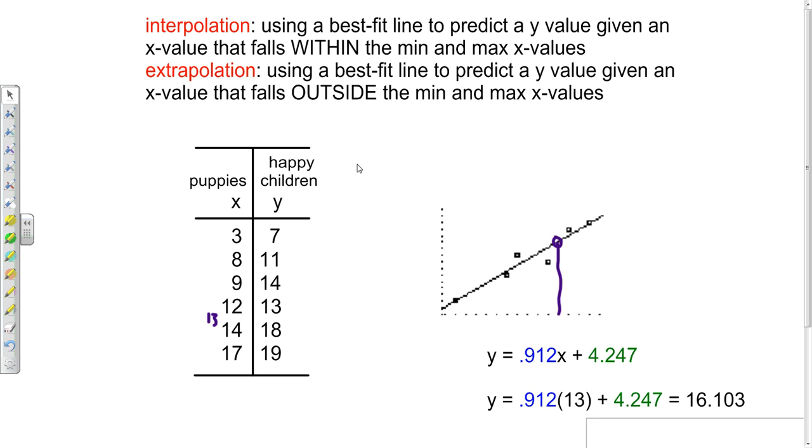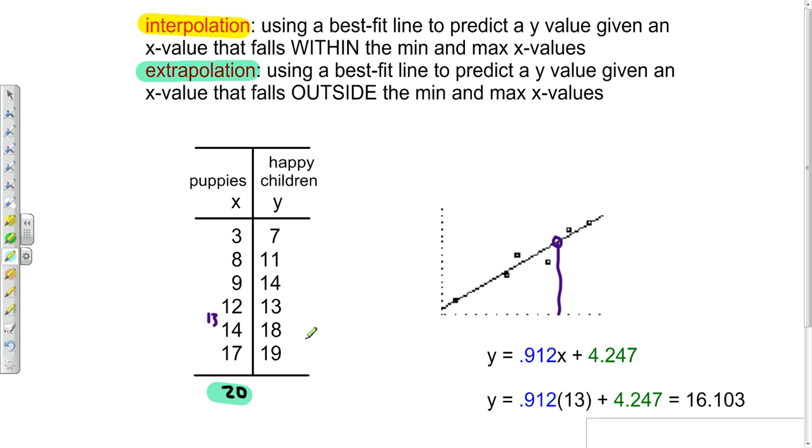Now, because we used a value of x that was between the max and min that we were given, we're going to say that we used interpolation. So we used our best fit line to predict the y value, and the x value fell between the max and min. So it was within the range of the data that we have. Now let's do something else. What if we had 20 puppies? Well, 20 is not between our max and min, so when we find for 20, it's going to be called extrapolation.